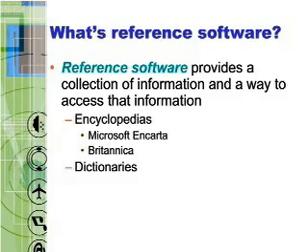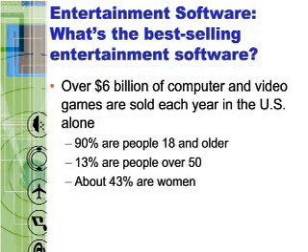Although some people might get a kick out of watching an animated screensaver, computer games are the most popular type of entertainment software. Over $6 billion of computer and video games are sold each year in the United States alone. Contrary to popular belief, teenage boys are not the only computer game enthusiasts. According to the Interactive Digital Software Association, 90% of all computer games are purchased by people 18 and older. 13% of gamers are over 50, and about 43% are women.